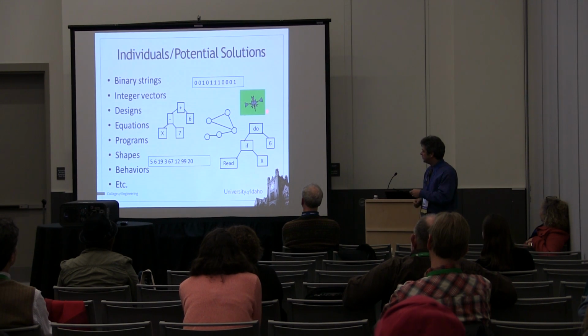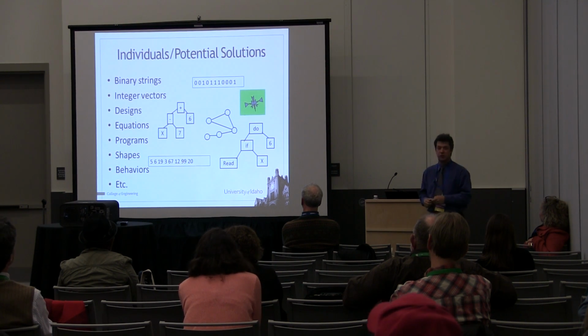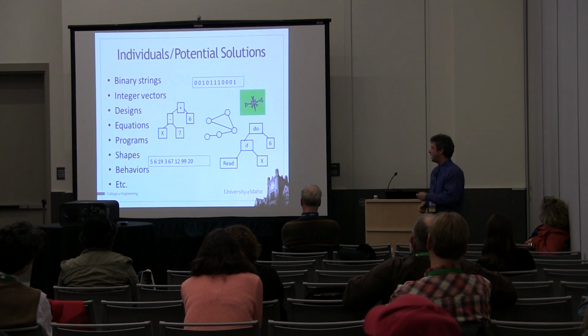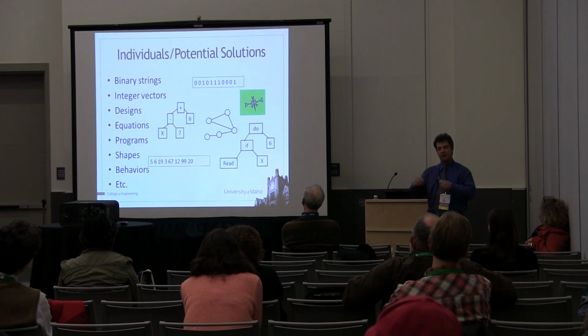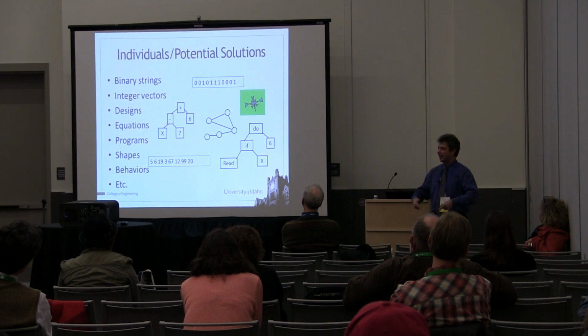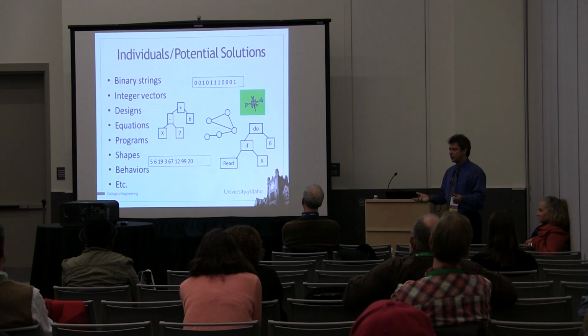Evolving shapes or images, behaviors, and so forth. So again, the idea is I have some problem, I have a way to represent solutions to that problem, and now I'm going to put them into a population and allow those solutions to evolve. Make sense? Questions?